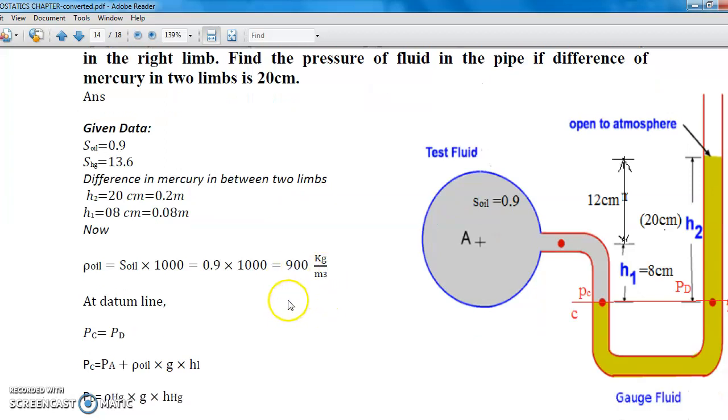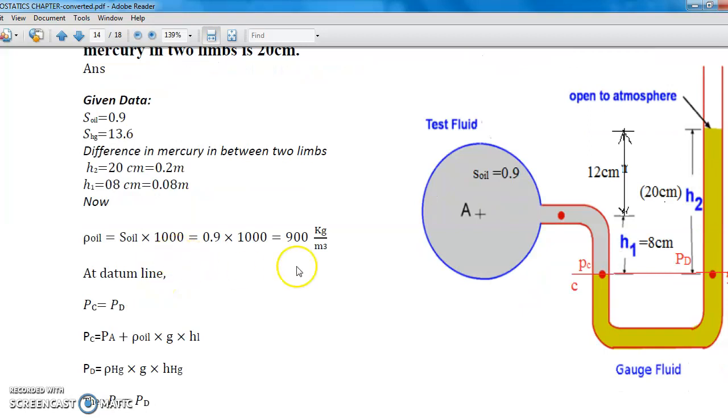Then, same thing, you have to convert the specific gravity of the mercury, which is 13.6, to the density of the mercury. The density of the mercury is equal to the specific gravity of the mercury into 1000, then you will get 13,600 kg per meter cube, that is the density of the mercury.